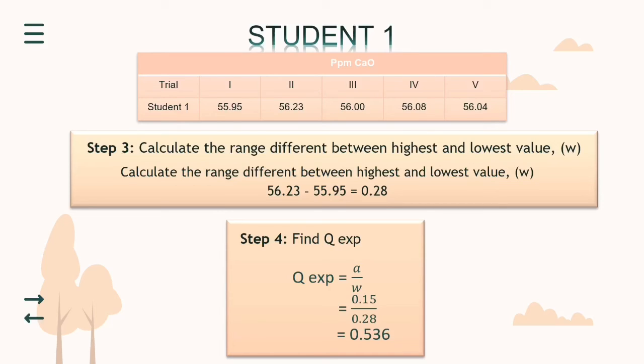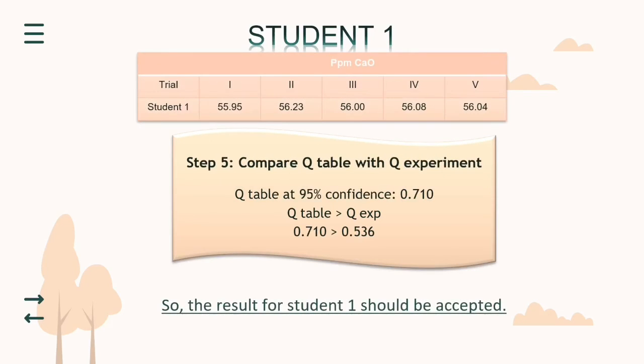In the next step, we have to use the formula A over W to get the Q experiment result, and we will get 0.536. Lastly, we have to compare the Q table with the Q experiment. In this case, the Q table is at 95% confidence. If the Q experiment is higher than the Q table, then the result can be rejected, but student 1 got 0.536, which is much smaller than 0.710, so the result for student 1 should be accepted.